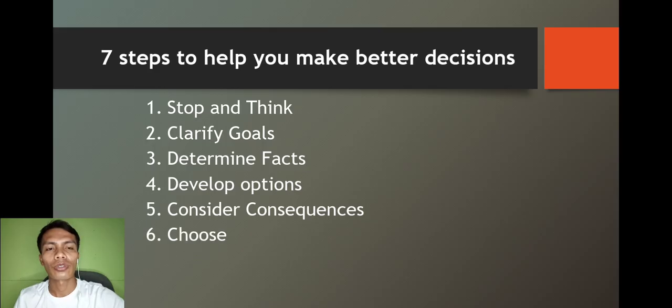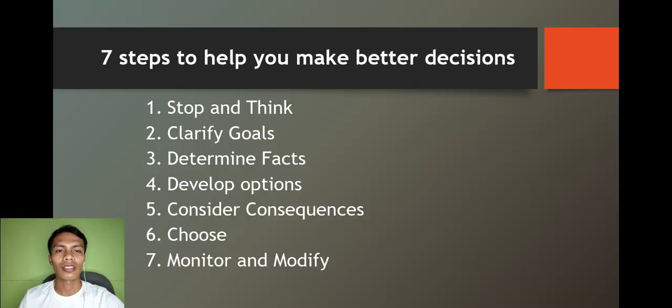Then next one is choose what is right and monitor and modify. So that's the 7 steps to help make better decisions. So I hope that this will gradually develop your goodness.